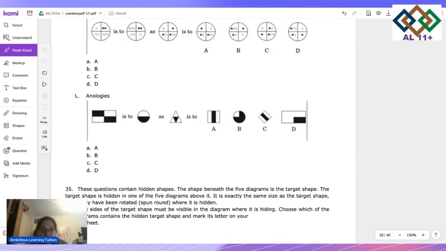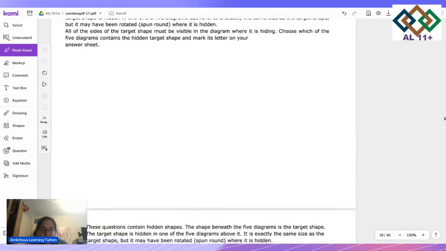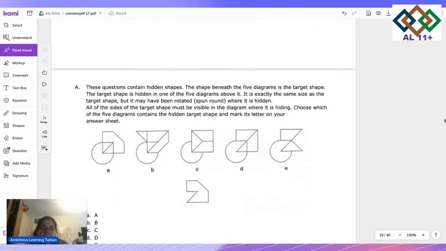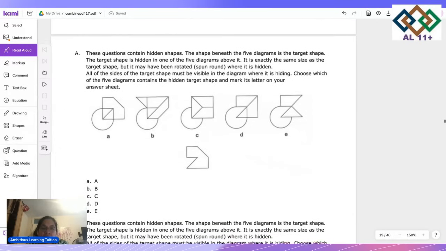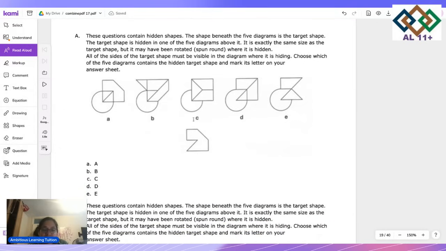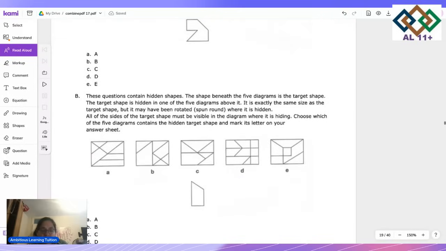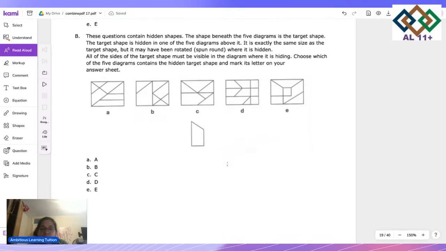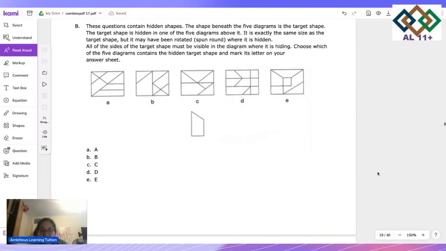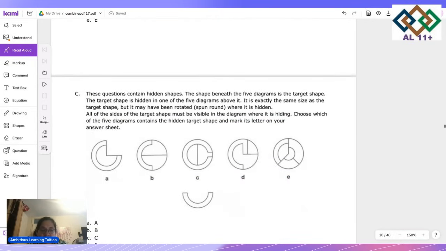So there are lots of questions in this. And this is the one also, which is the shape which is hidden here. So you need to find the hidden shape in this one here. So all of them have one shape which is hiding in this shape. So you need to find them.